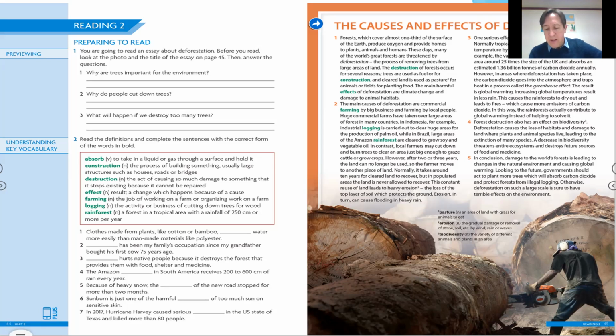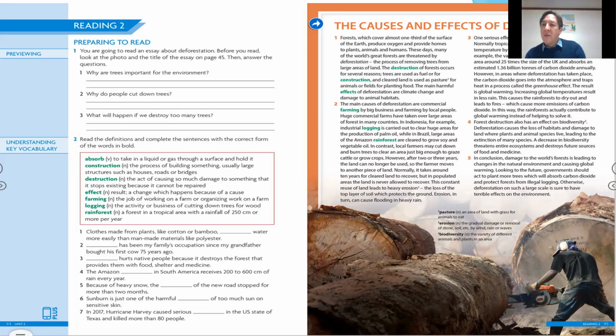However, in areas where deforestation has taken place, the carbon dioxide goes into the atmosphere and traps heat in a process called the greenhouse effect. The result is global warming. Increasing global temperatures result in less rain. This causes the rainforests to dry out and leads to fires, which cause more emissions of carbon dioxide. In this way, the rainforests actually contribute to global warming instead of helping to solve it.